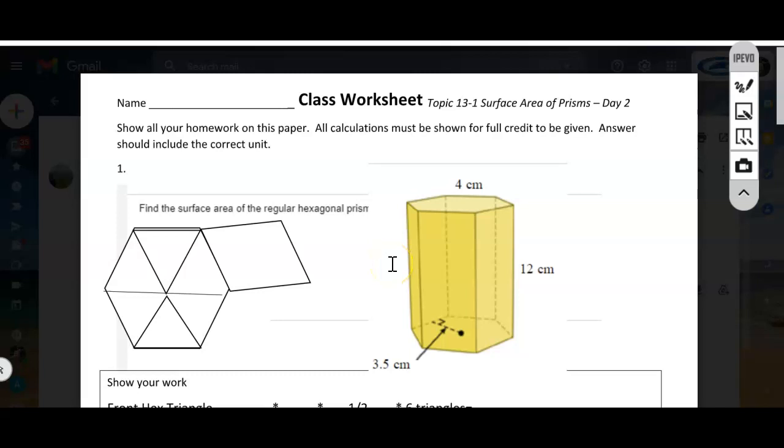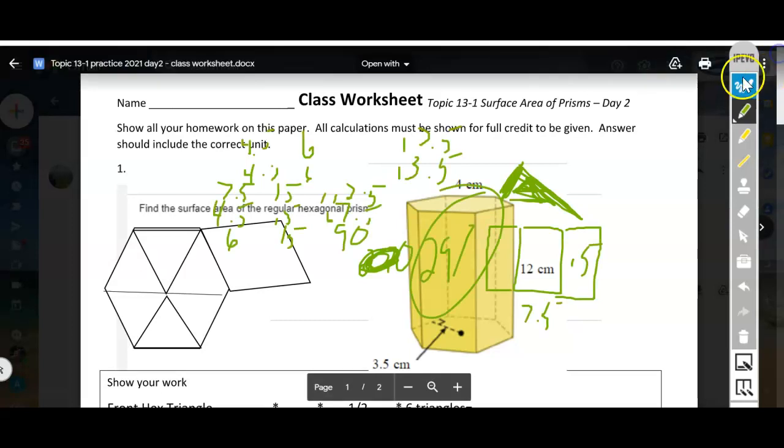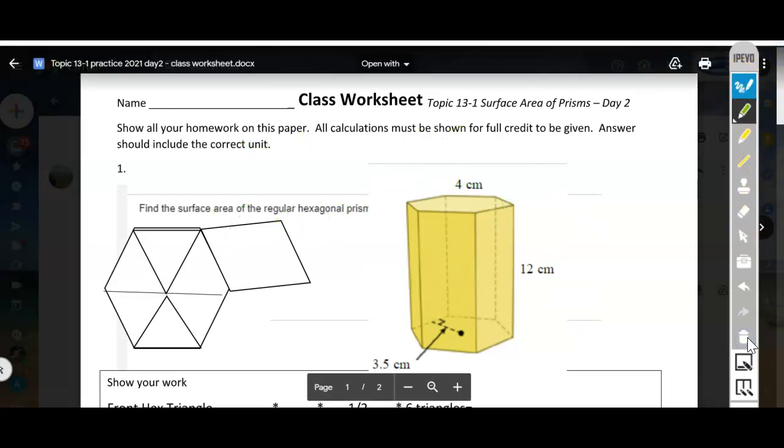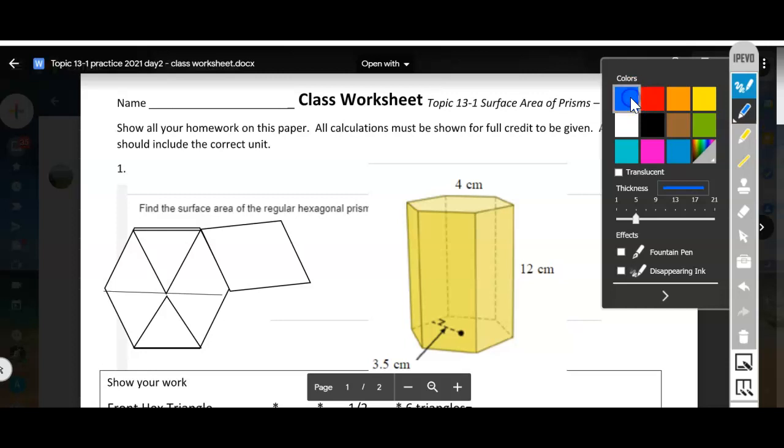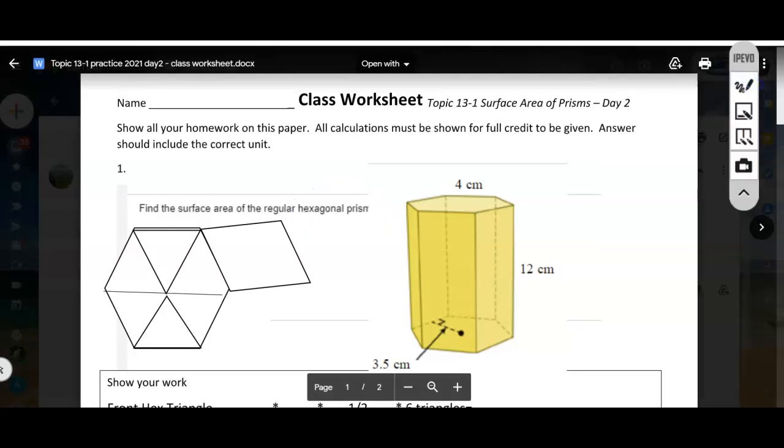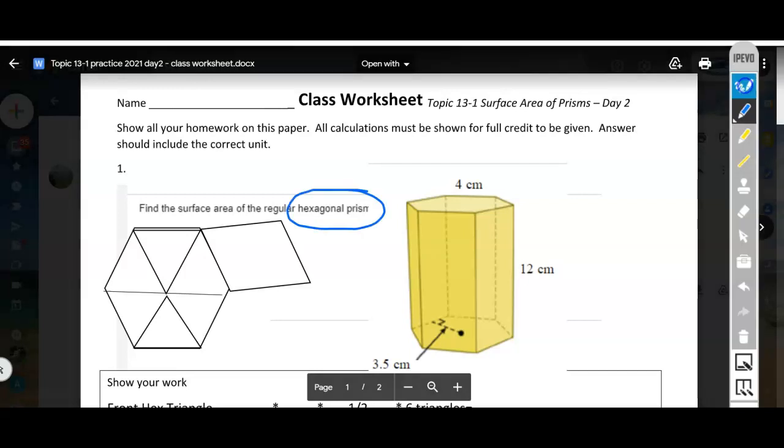All right, this is what we call a hexagonal prism. If you look right here, we have that name, hexagonal prism. Now, what is a hexagonal prism? It is how many sides? 6 sides, right? So on this picture right over here, I broke down the base.